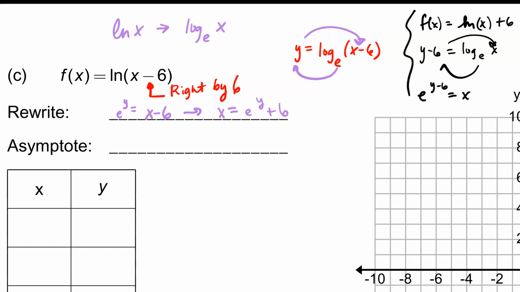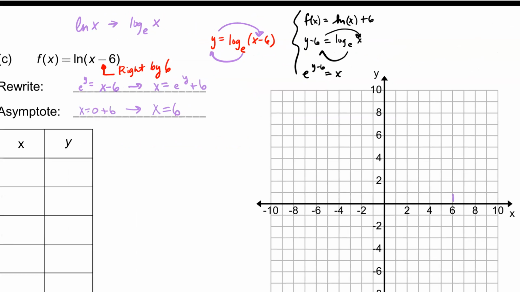Normally, for logs, we have a vertical asymptote at x equals 0. But everything is being shifted right by 6, including the asymptote. So our asymptote used to be at x equals 0, but now we shift it over by 6, so now it's at x equals 6. If it was outside the parentheses, the asymptote would not move. It's just the whole graph would be shifted up. That'd be it.